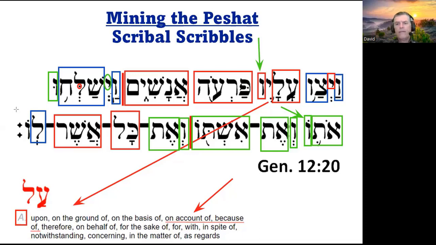So vayetzav alav Paro anashim. And we see the etnach right here telling us that's where we're supposed to pause. And this can be translated, and Pharaoh commanded his men concerning him. Veshelachu oto va'et ishto. And they sent him and his wife away, or they sent away him and his wife, va'et kol asher lo, and all which was to him, all which belonged to him.